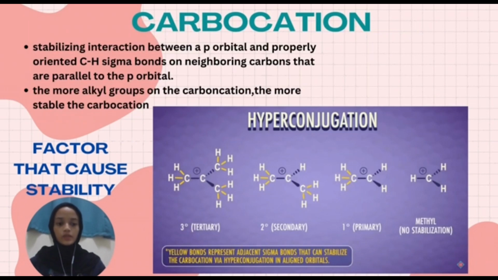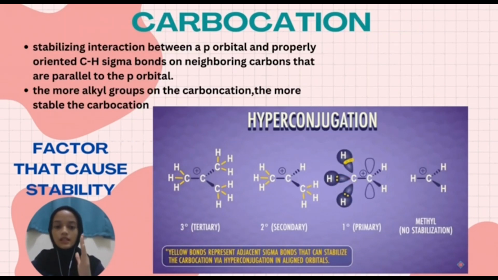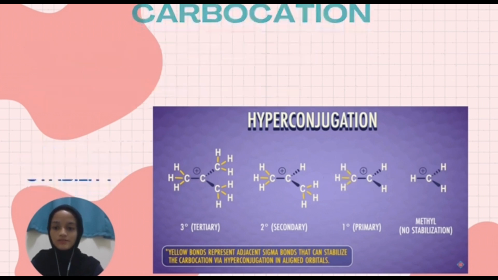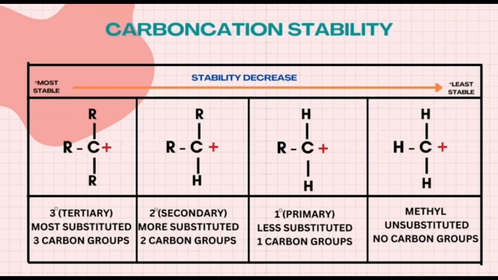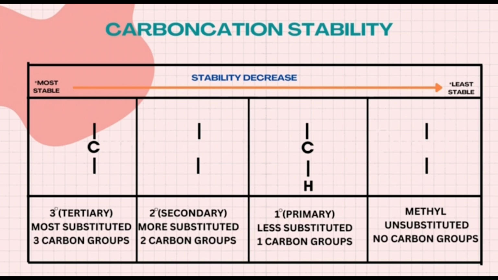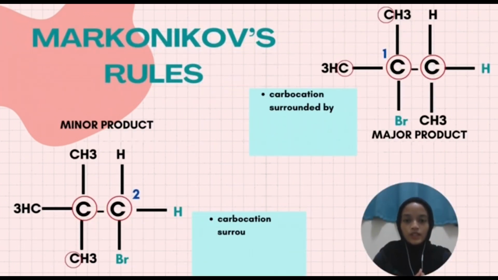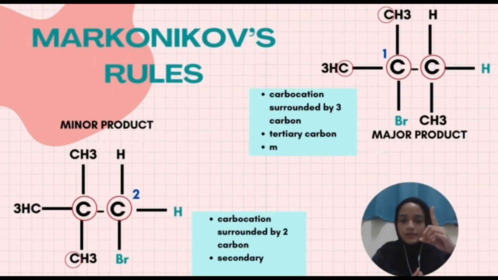The second one is hyperconjugation. It is the stabilizing interaction between the p orbital and the neighboring sigma bond of the C-H, in parallel. The more alkyl groups, the more stable the carbocation. Now we know that a carbocation that is surrounded with three groups is a tertiary carbon and is the most stable, while methyl with no substituents is the least stable among the carbocations. This is actually called Markovnikov's rule, and it explains why we get this as the major product and this as the minor product.